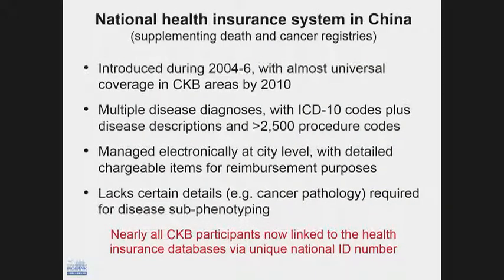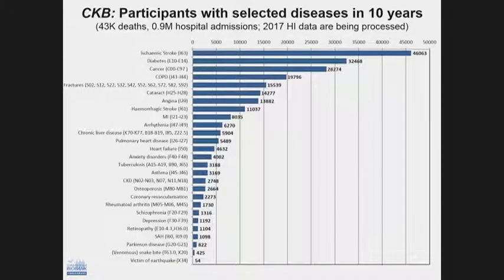So national health insurance was introduced in 2004 and 2009 with almost universal coverage within a few years. It provides multiple disease diagnosis with ICD-10 codes, plus the procedure code. It's all standardized, but it is managed locally, electronically at city level. They follow a similar protocol. But sometimes it lacks certain details, like cancer histology. They didn't test, but couldn't get the results. So I think we need to improve disease outcome phenotype.